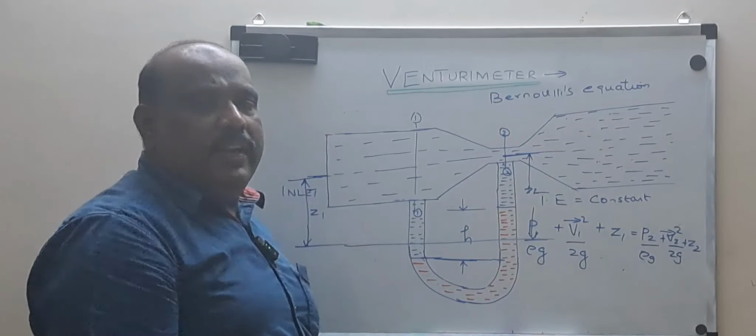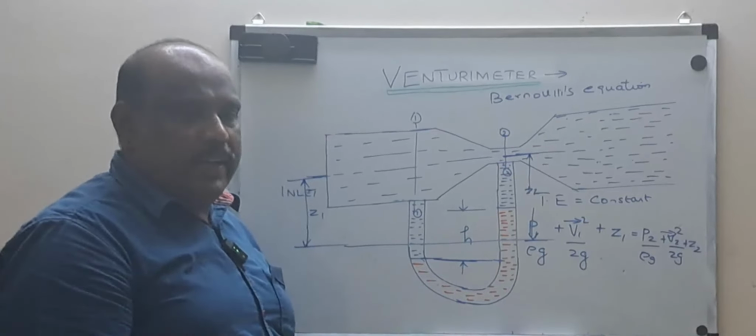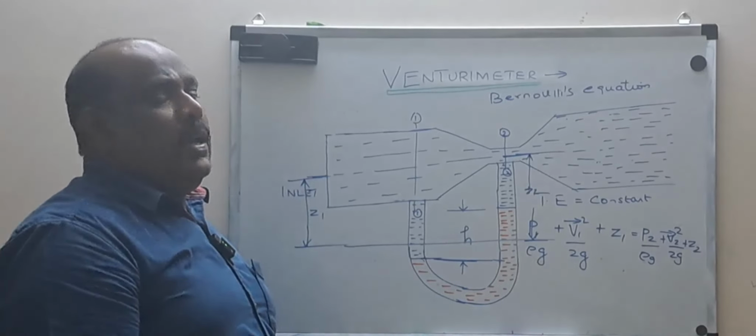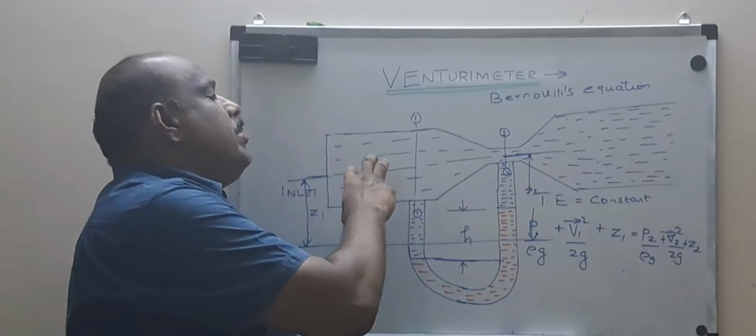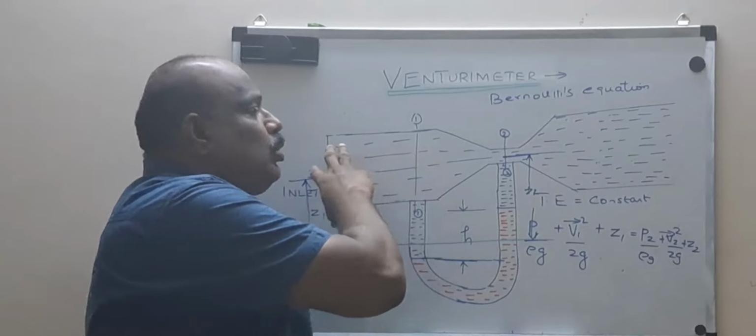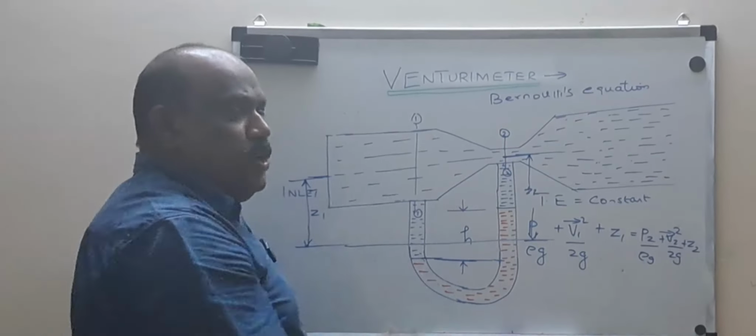Once again, the water is flowing away. It can be any fluid; in our example we have considered water. Once again I will repeat it: I want to know how much water is flowing per second through this pipe. That is my main aim with the Venturimeter.